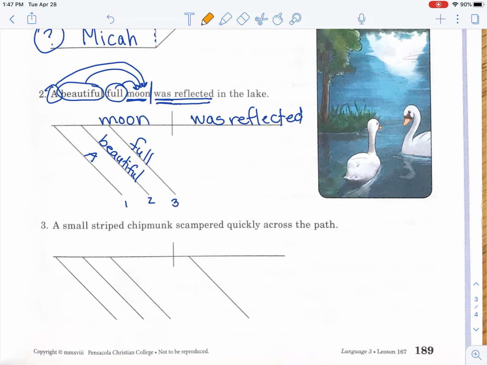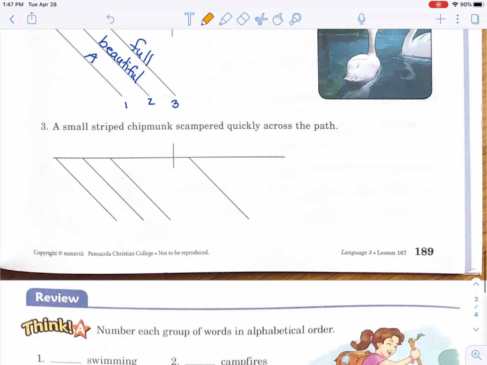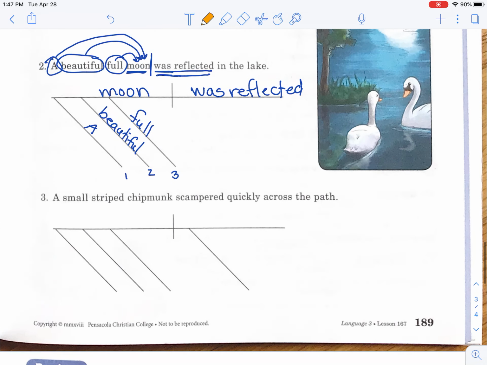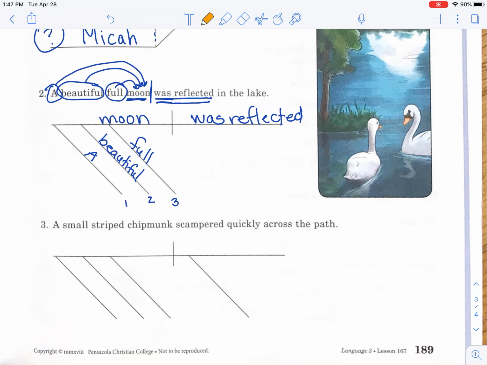A striped chipmunk scampered. Well, scampered is like a little bitty run. Oops, sorry. I tried to run with my fingers across the screen and it made it move. Probably wasn't a good idea. So a little run. Like picture, like I'm trying to make the noise but not touch the screen. It's like scampering, that little run. Little light-footed kind of fast run, scamper. A little chipmunk scampered quickly across the path.